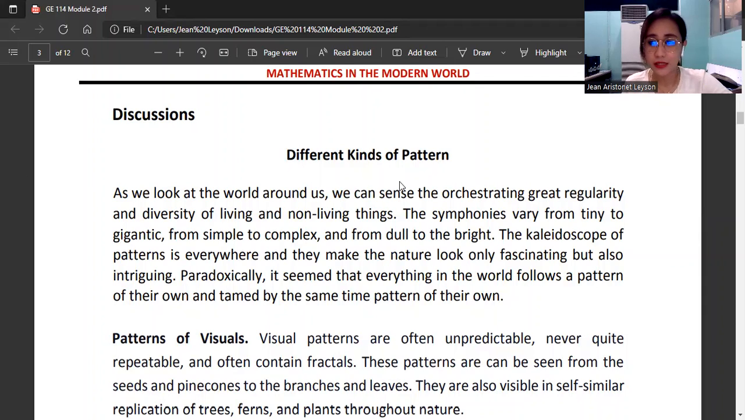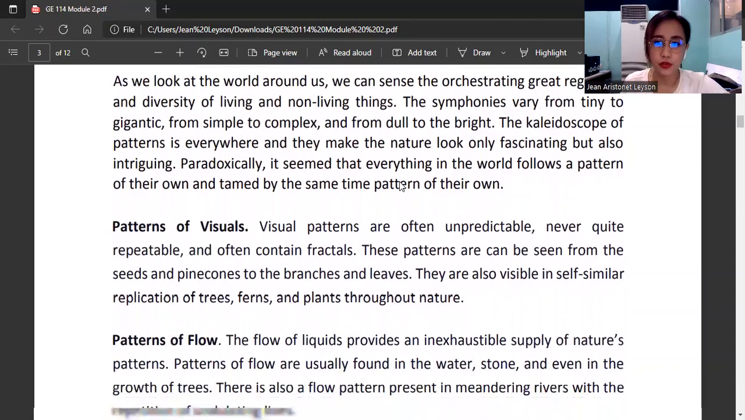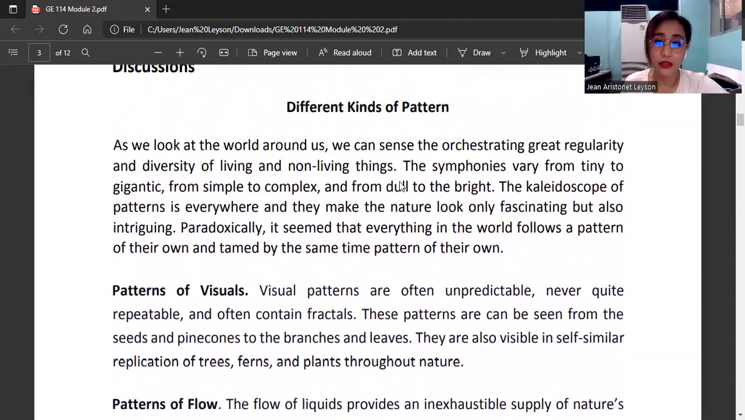So paradoxically, it seemed that everything in the world follows a pattern of their own and is tamed by the same time pattern of their own. In simple terms, this just means that in the world there are several different kinds of patterns, may it be on a large scale or a minuscule scale. So there is pattern everywhere. Now we will be having the different kinds of patterns.